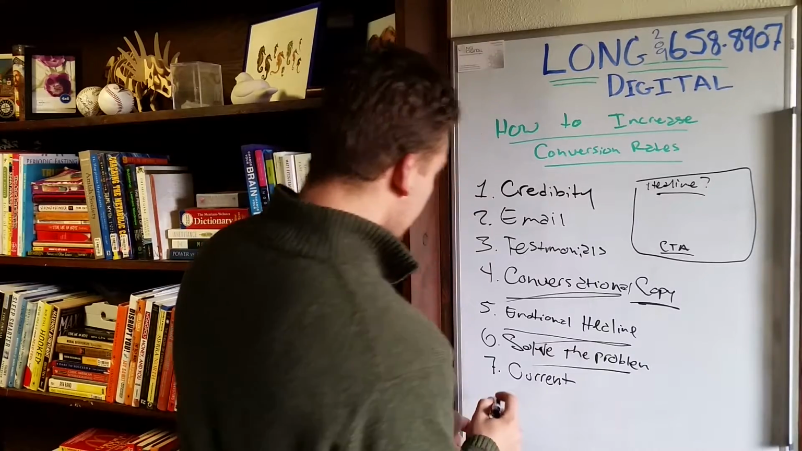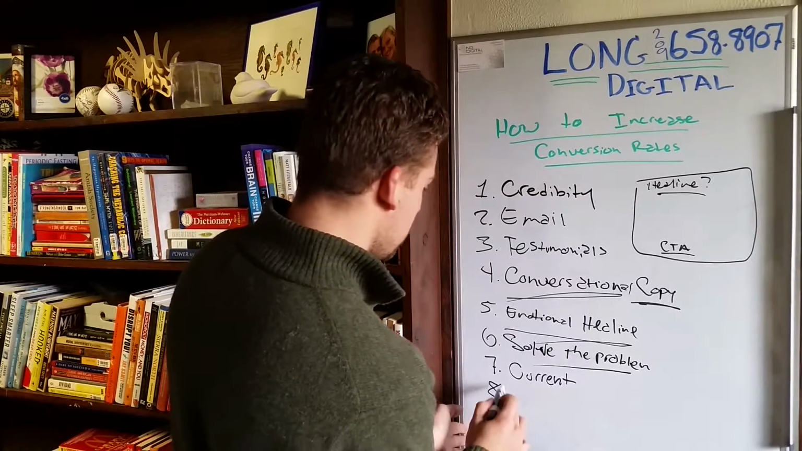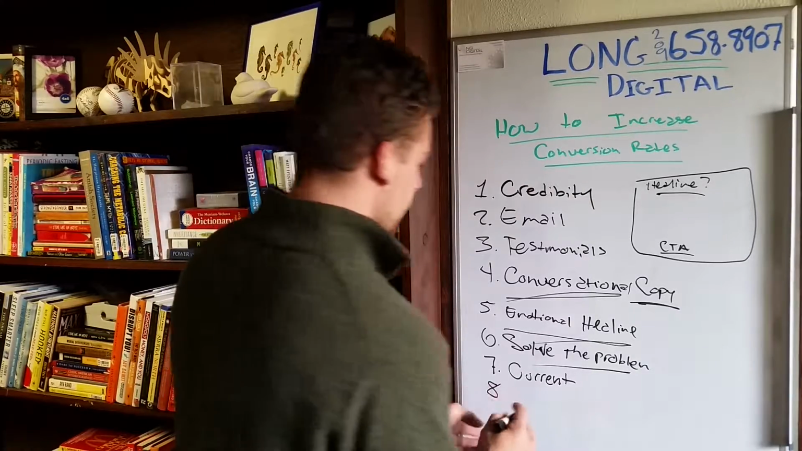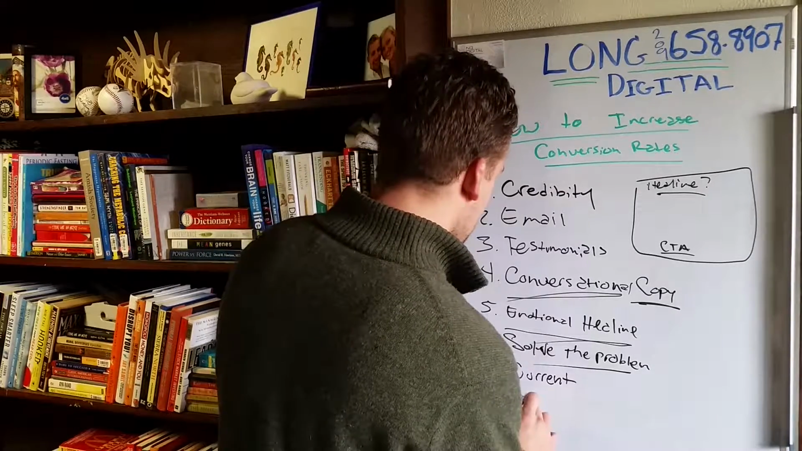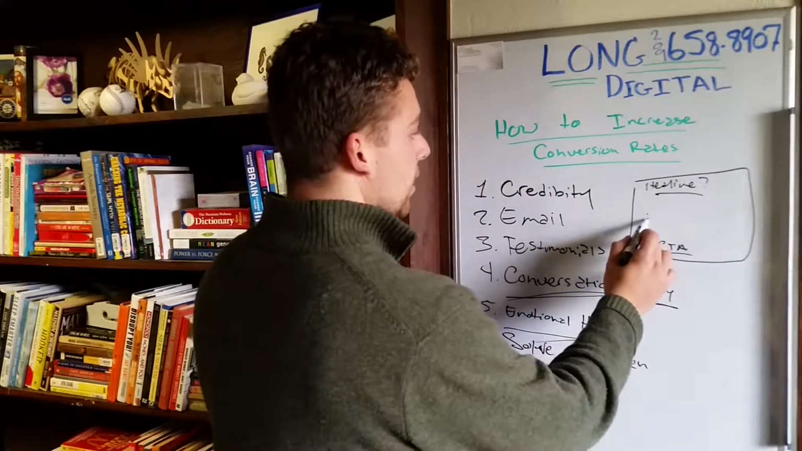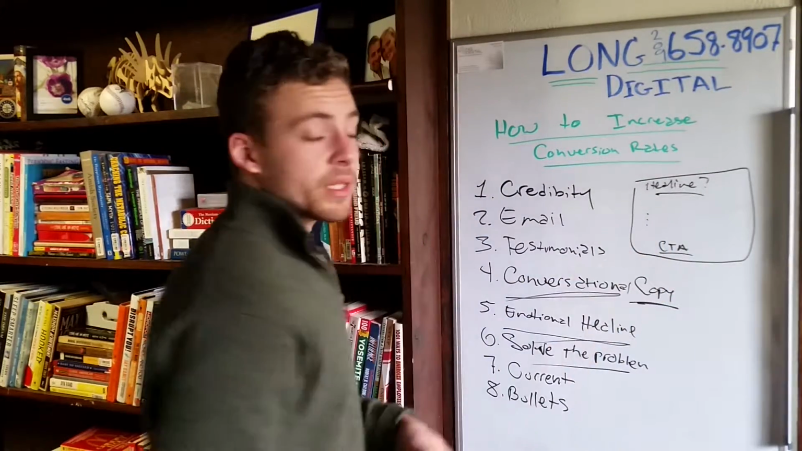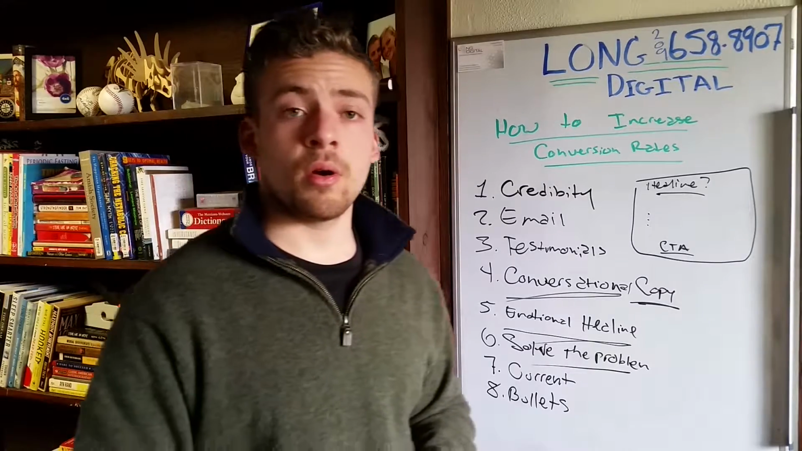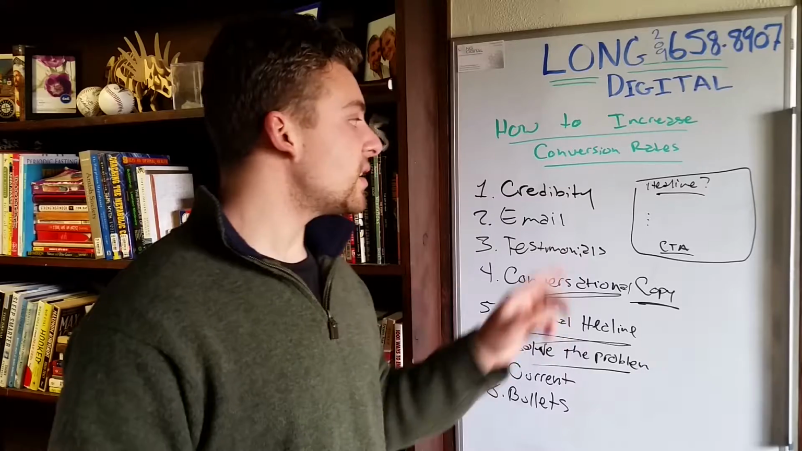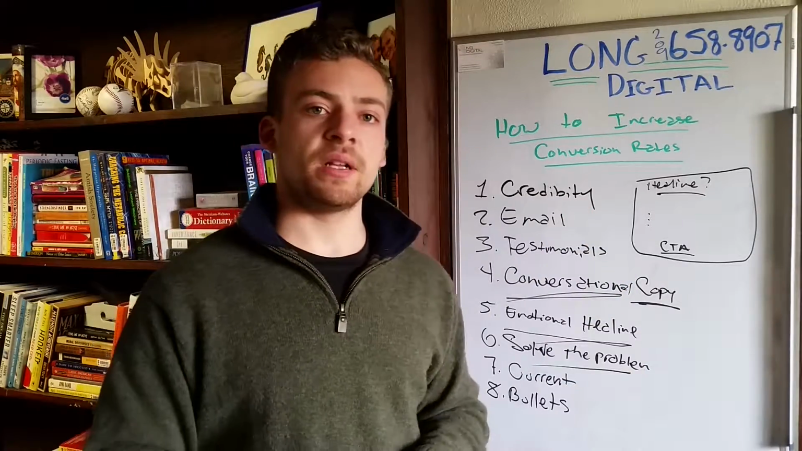So, let me see here. Number 8. We've got the bullets. We need to talk about bullets. So, in our copy, we want to have bullets. Bullets are going to be feature-rich and benefit-oriented. So we want to have lots of features. We want to talk about benefits as well.